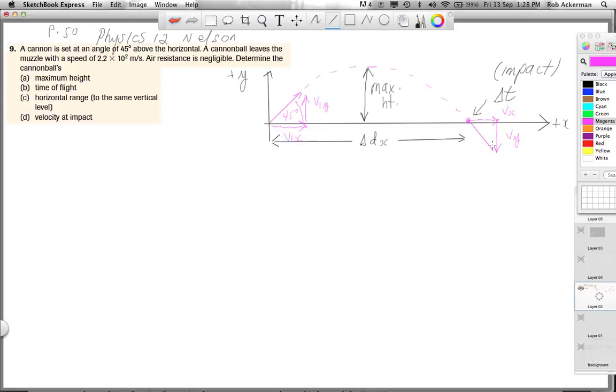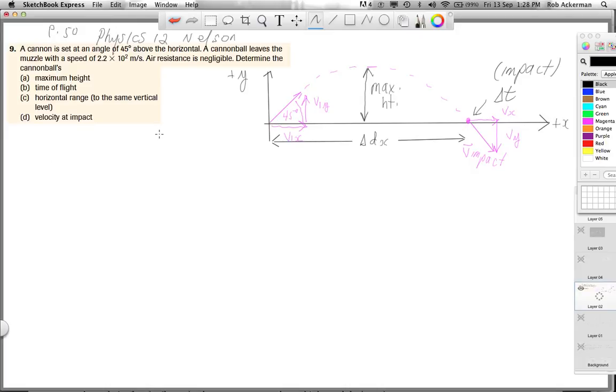That would be the sum of the x and y components, and that's what they're talking about in part D, the velocity at impact. How do the Vx and the Vy go together to form V at impact? So keep that in mind for part D. Okay, we're ready to get started on the actual calculations.